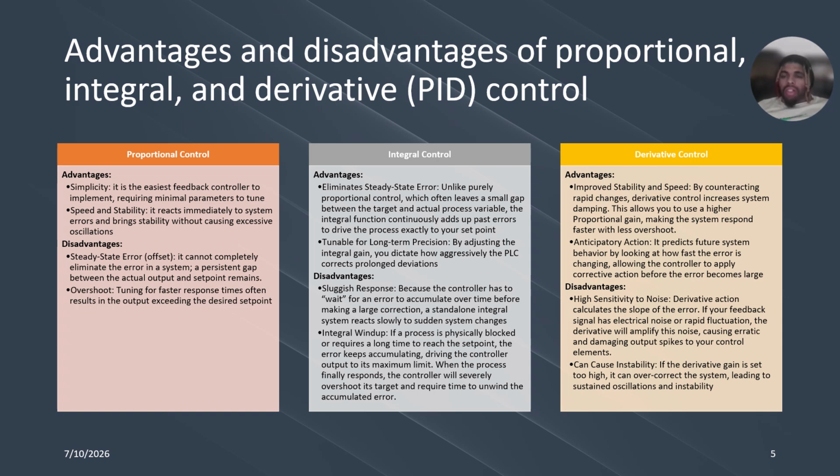It can also cause instability. If the derivative gain is set too high, it can overcorrect the system, leading to sustained oscillation and instability.